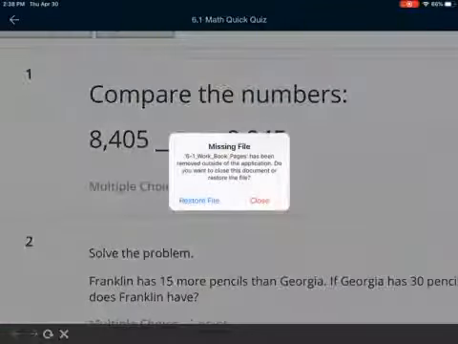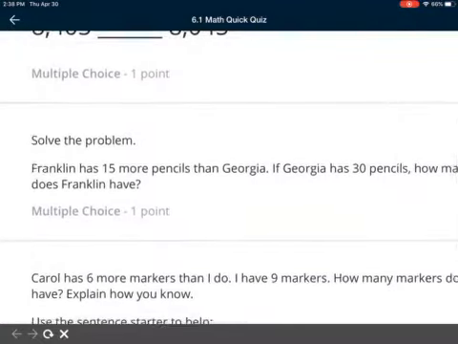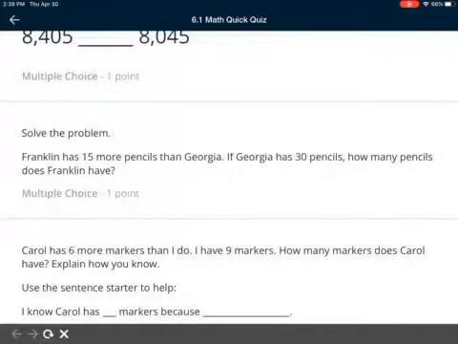For the second one, you're going to solve the problem. Franklin has 15 more pencils than Georgia. If Georgia has 30 pencils, how many pencils does Franklin have? For that one, you just need to think about the vocabulary in the problem. It is a one-step problem. You have to tell me how many pencils Franklin has. But I have to think, okay, was this an addition or a subtraction? I'm trying to use some of those words in there. Franklin has 15 more pencils than Georgia. If you heard the word I pronounced a little more loudly, the word more, that's one of the clue words on that one.